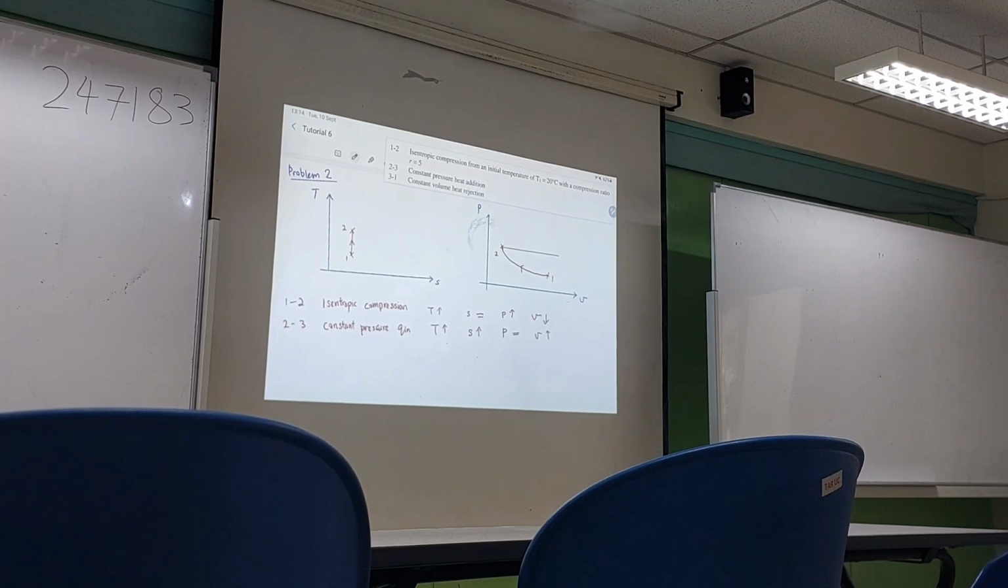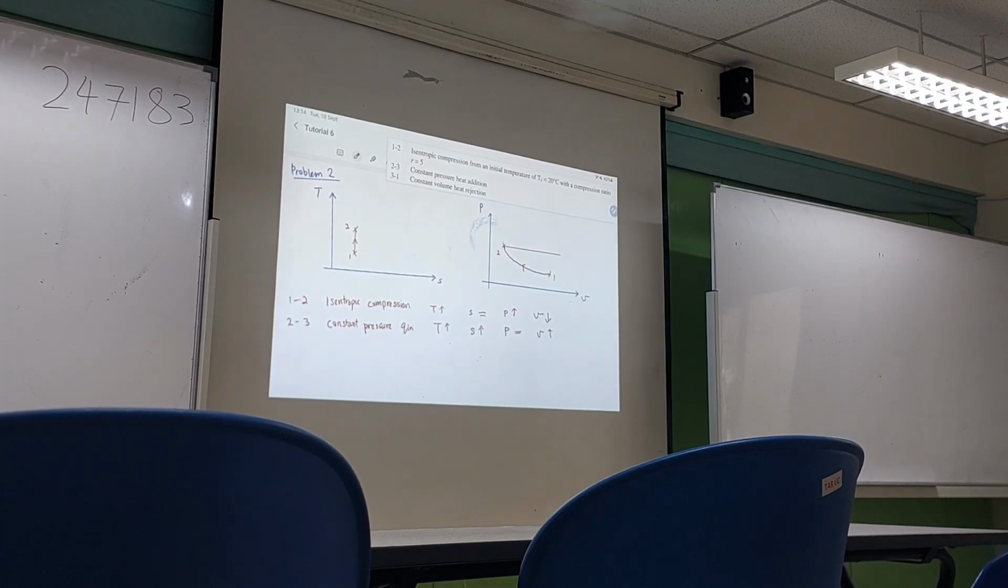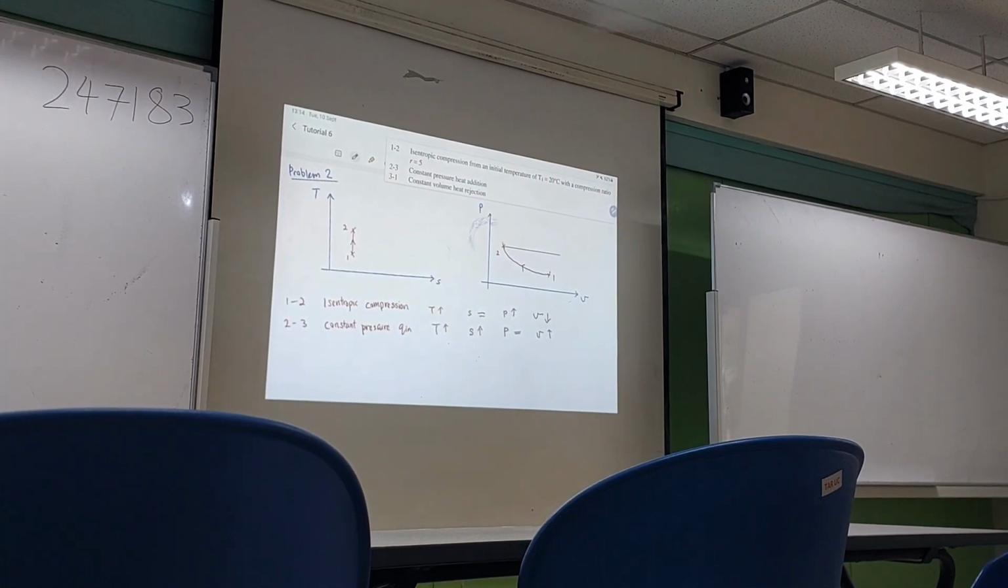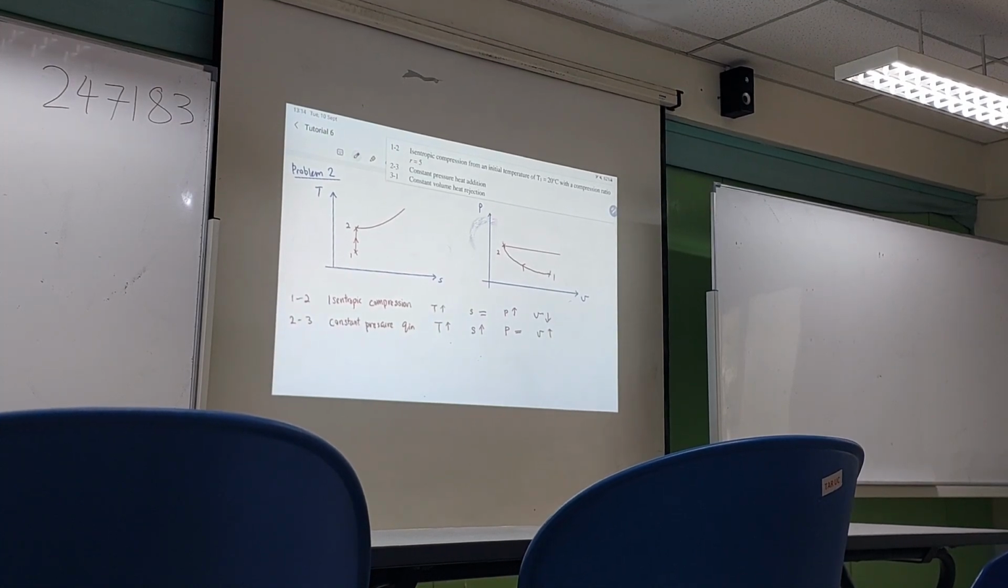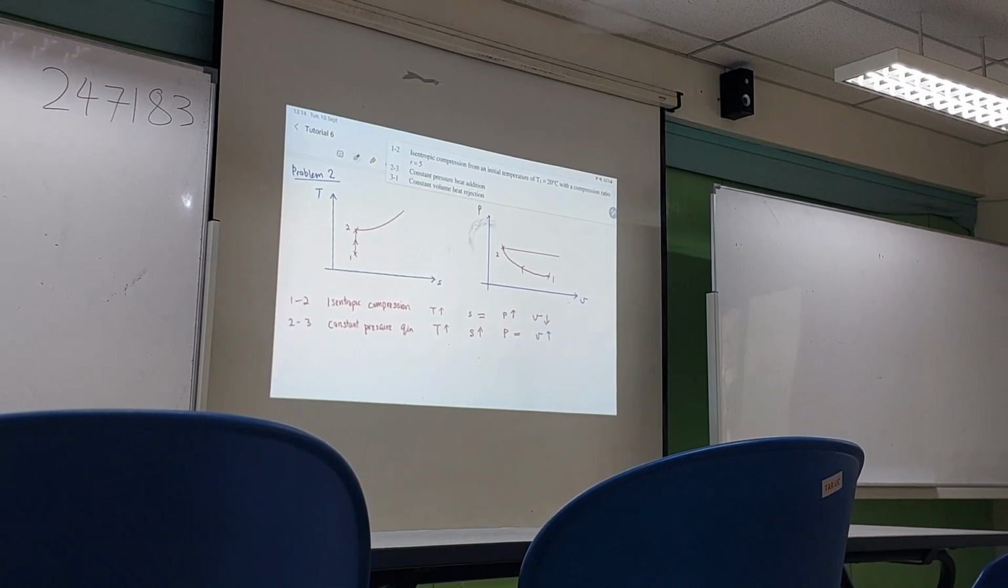As for the TS diagram, since both of them increase, again, it's a linear line on one, and the other one will be a curve. So this one, where do we stop? Actually it doesn't really matter. Okay, but yeah, we can also stop halfway.